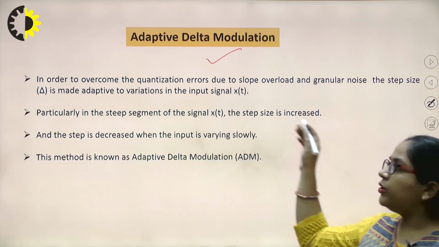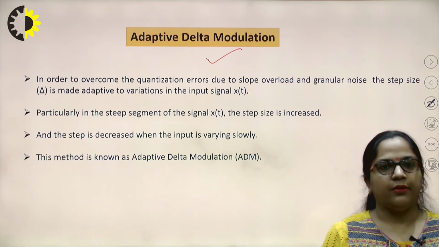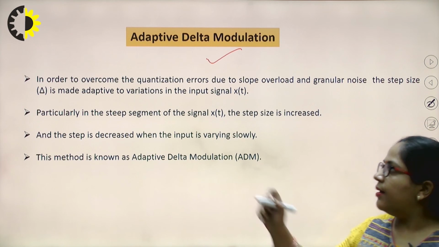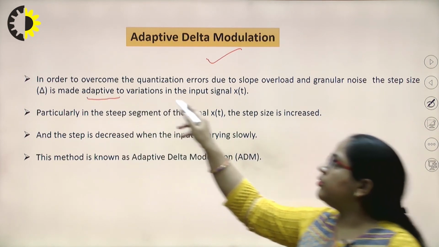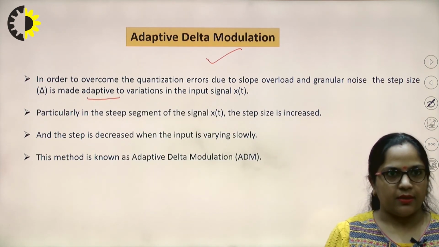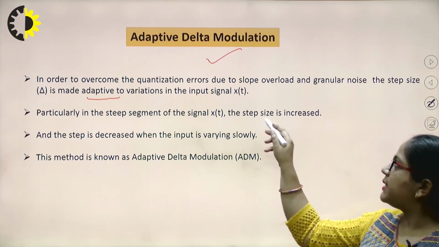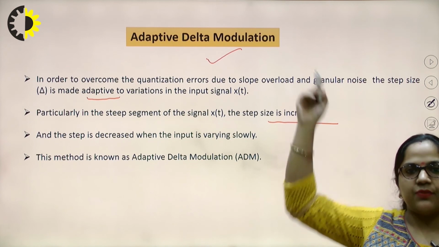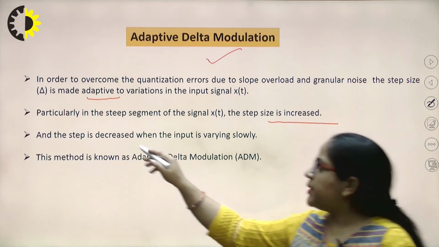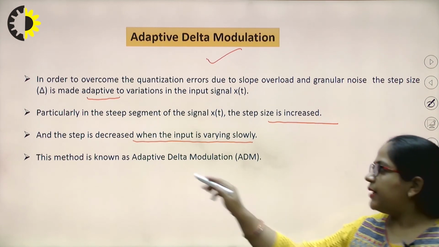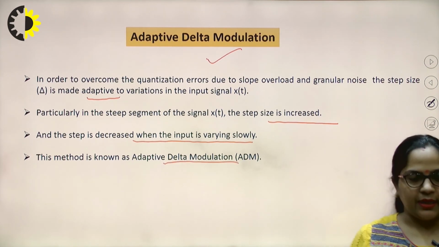So, in order to overcome the quantization error due to the slope overload and granular noise, the step size is made adaptive or variable to the variation in the input signal. Particularly in the steep segment of the signal, the step size is increased when our information is varying quickly, and the step size is decreased when the input is varying slowly. So, this method is called adaptive delta modulation.